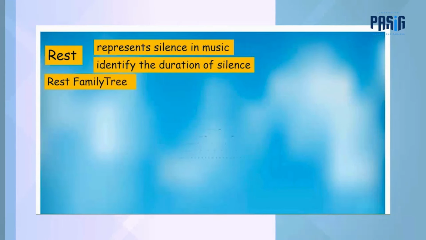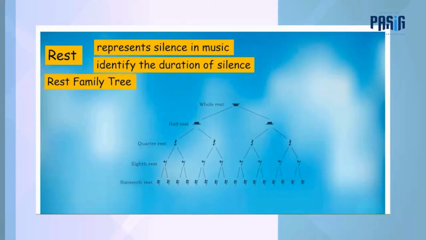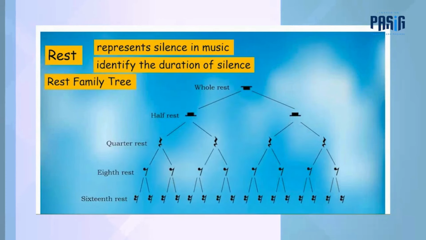Notice the rest family tree. This shows the relationship between and among the rests and their equivalents. This is a whole rest. When you divide it into two, you will have a half rest. A half of it is a quarter rest. When divided into two, an eighth rest is the equivalent. And the half of an eighth rest is a 16th rest.